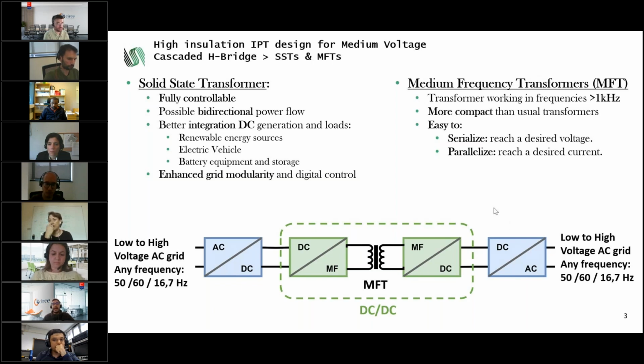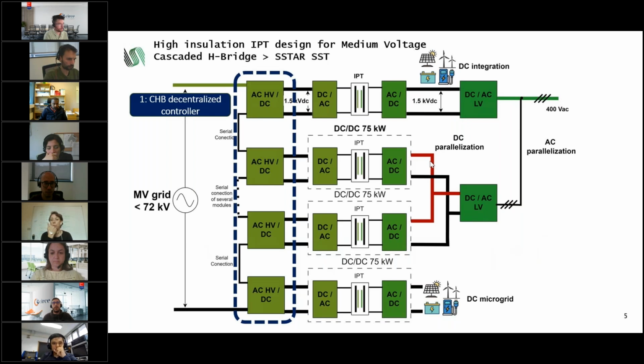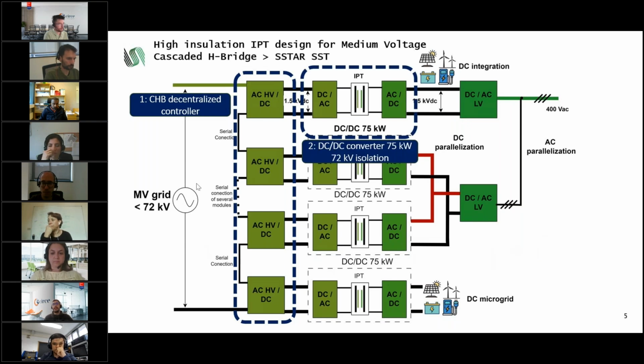So the scheme of the solid state transformer that we are focusing on in this STAR project, we have created this solid state transformer for a 72 kilovolt medium voltage grid. We have performed two developments in this project. One development is the control, a decentralized cascaded H-bridge control, with a grid following converter for the medium voltage grid.